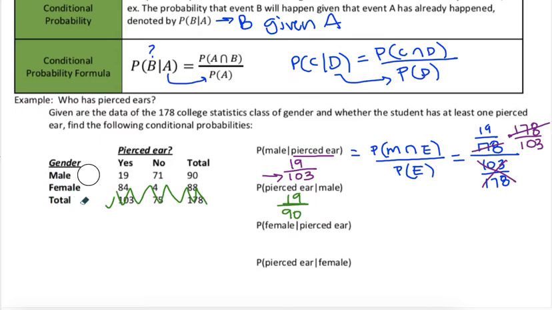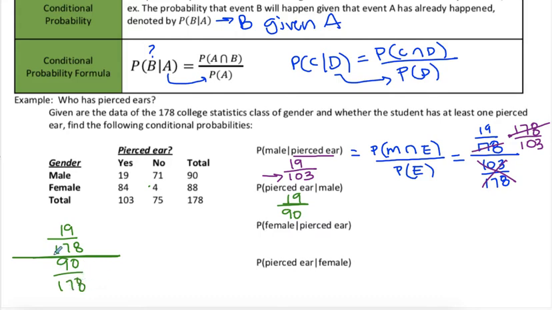If we look at the probability definition, pierced ear and male would be 19 out of 178, divided by the probability of all males, which is 90 out of 178. Again, we don't like complex fractions, so we switch this to multiply, 178 out of 90. Those cancel out, and we're left with 19 over 90, which is what we had here.